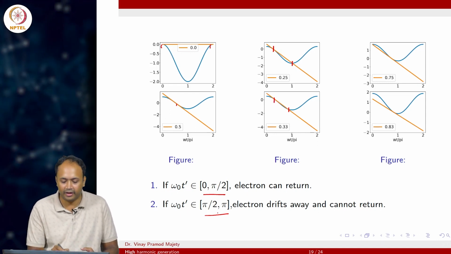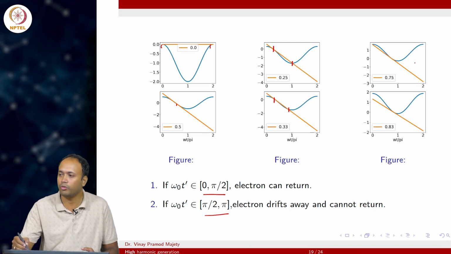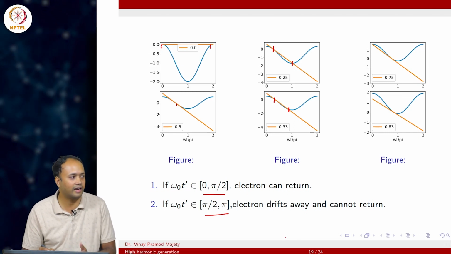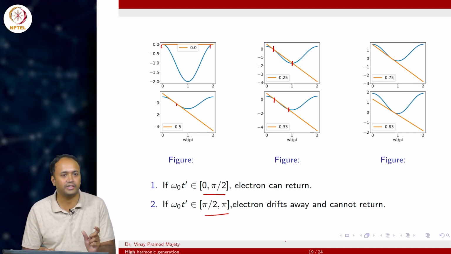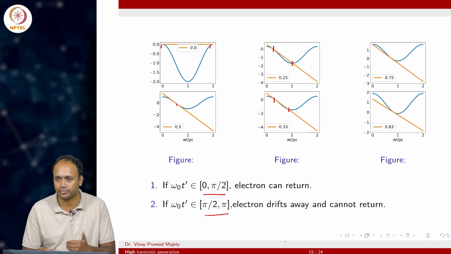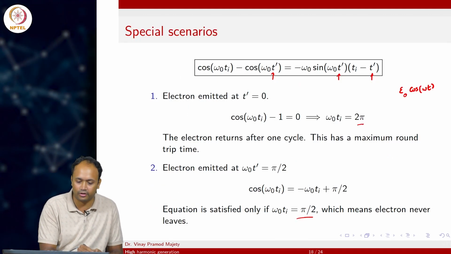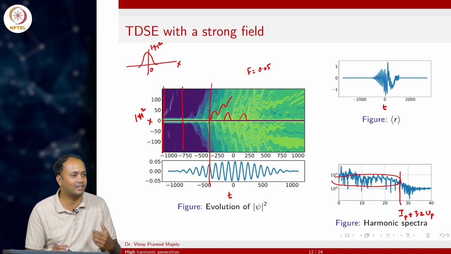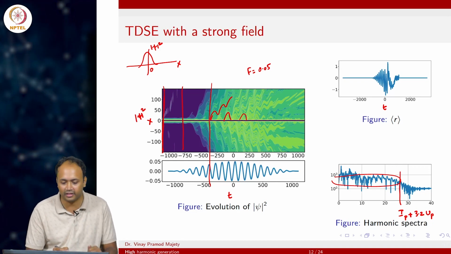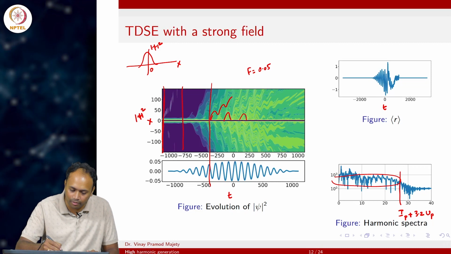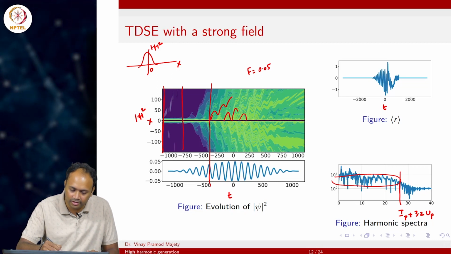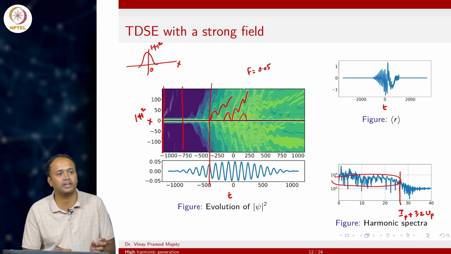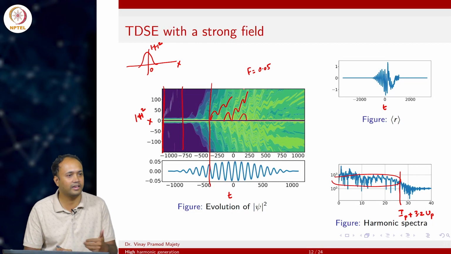Whereas, if omega t prime is between pi by 2 and pi, there is no second intersection point, which means that the electron keeps drifting away and it will never come back to the parent atom. So, there are only certain emission times where I can have recombination. Let us go back, for example, to that quantum mechanical simulation. You also see certain trajectories. When you say certain trajectories, you are looking at some parts of the wave packet that are flying away. Let us say I take this particular one, it gets ionized, but then it keeps drifting away, it will never come back. Whereas, there are only certain trajectories where they can actually come back and then give you high harmonics.